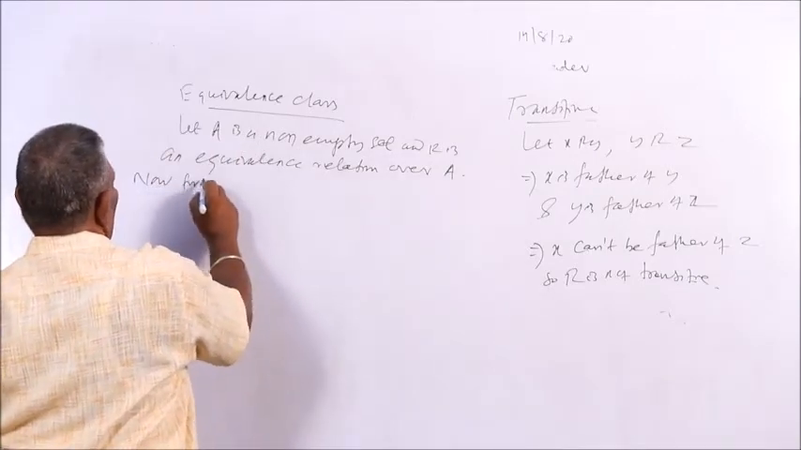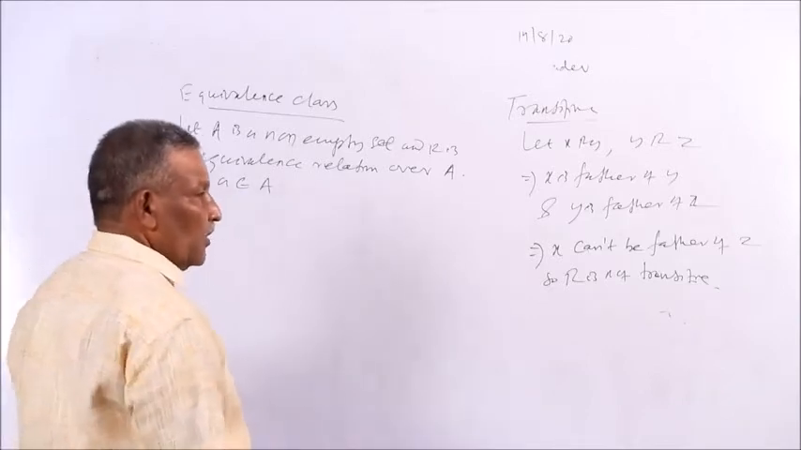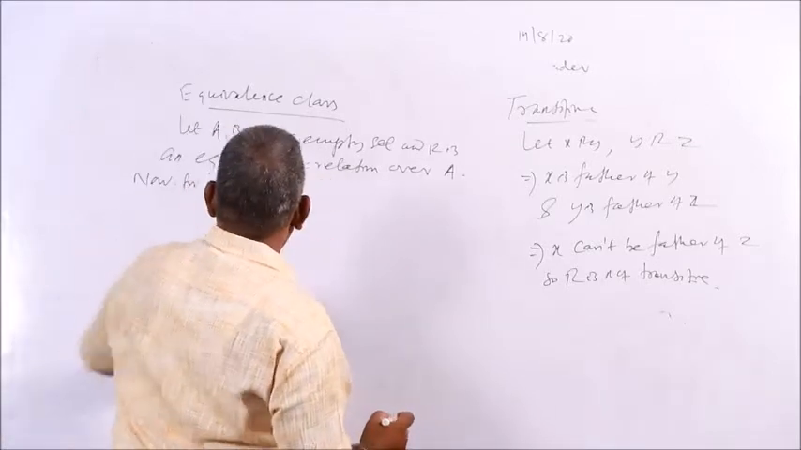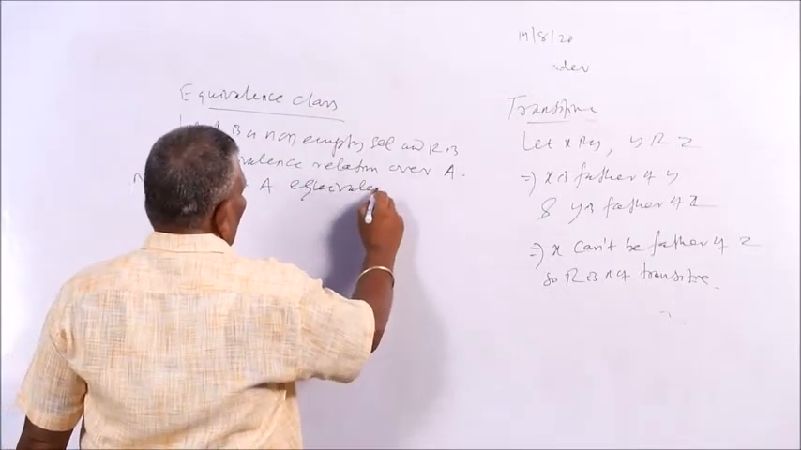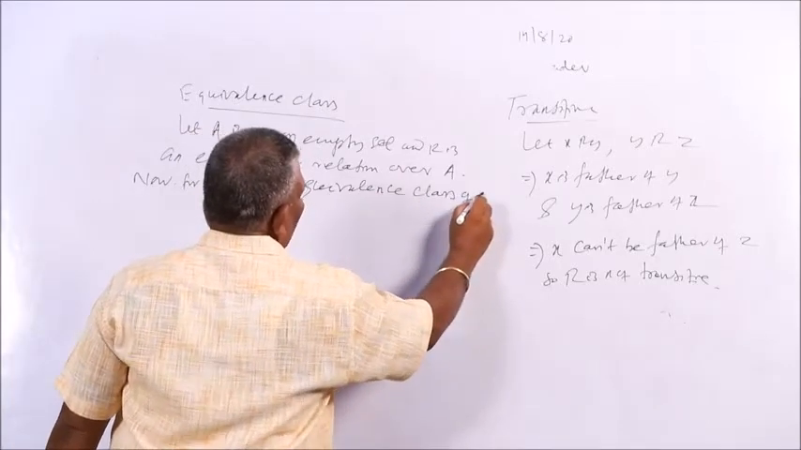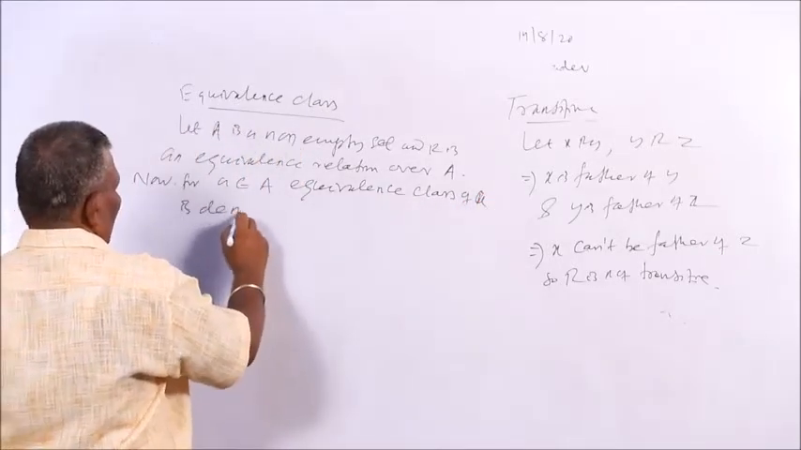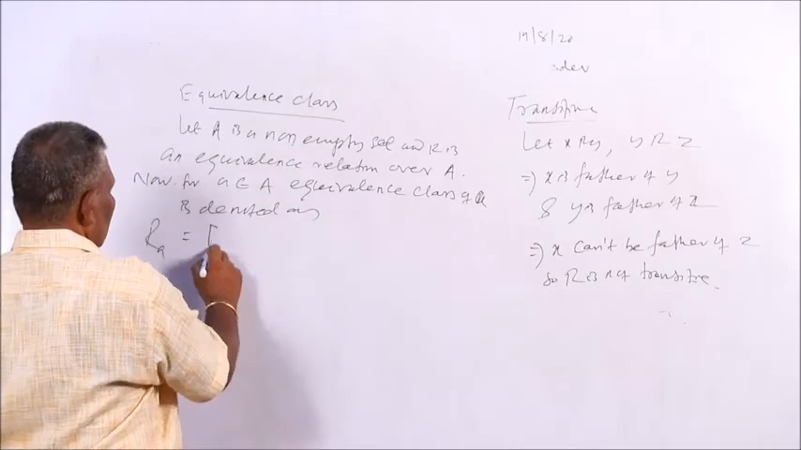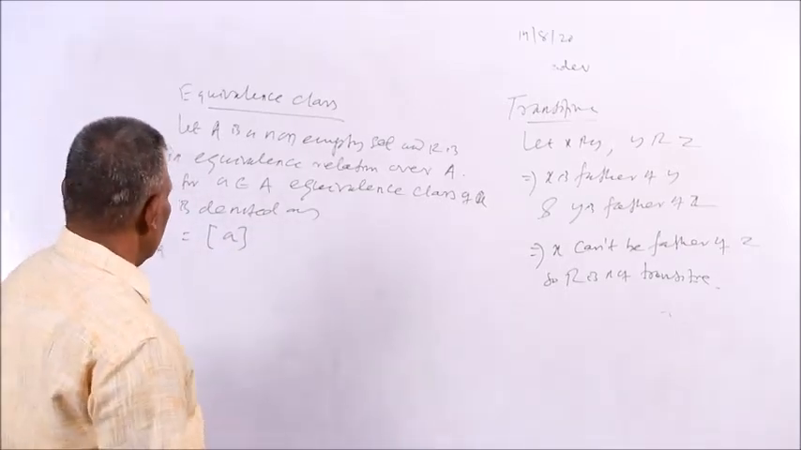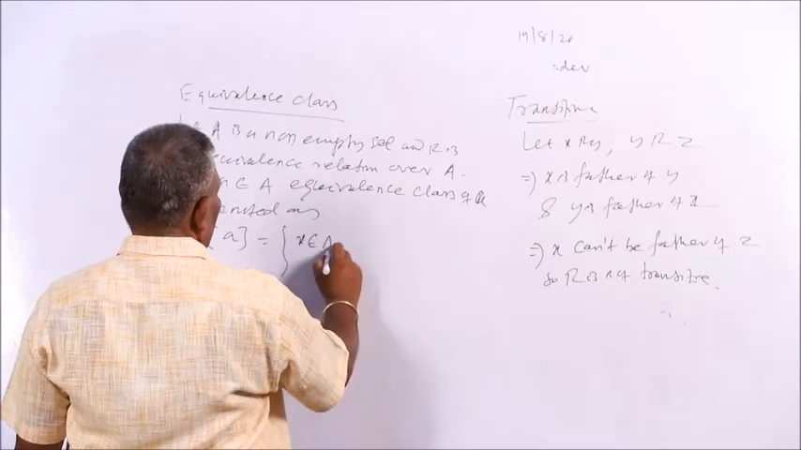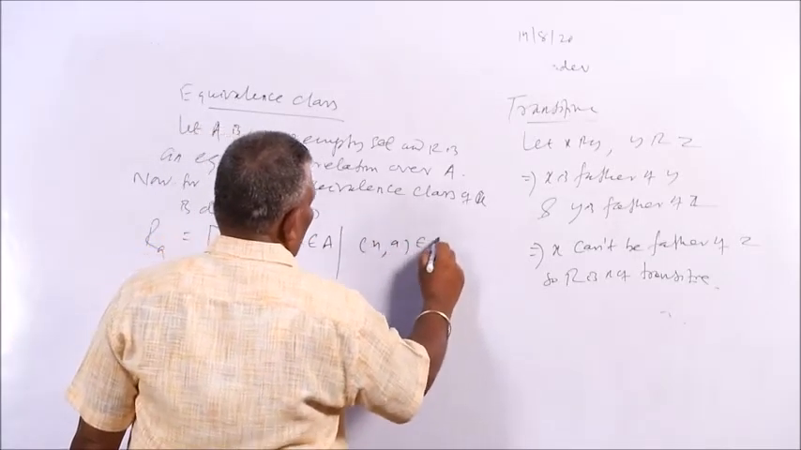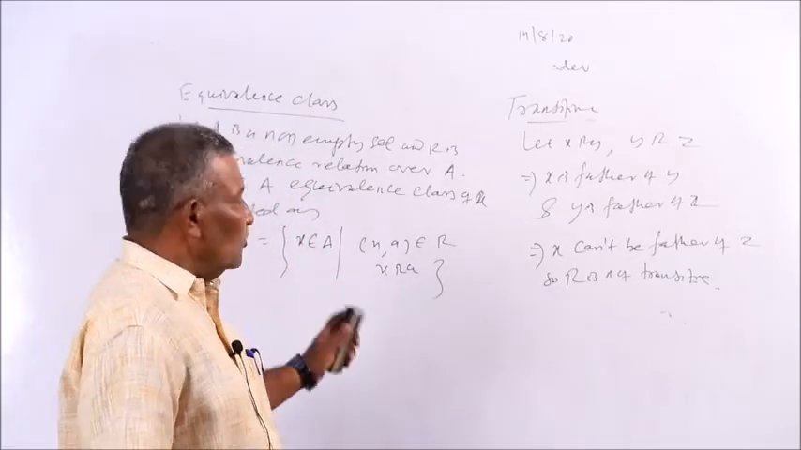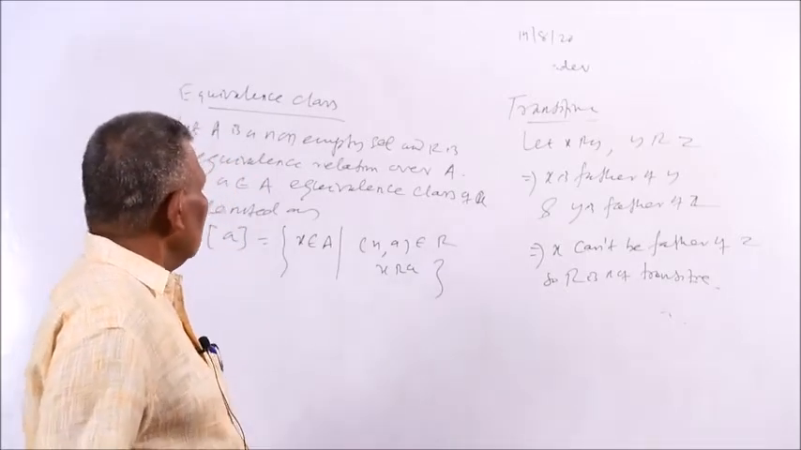Now, for an element a belongs to A, the equivalence class of a is denoted as R[a], or in some of the books it will be written like this. It is the set of all x belongs to A such that ordered pair (x, a) belongs to R, that is x related to a. The elements which are satisfying the relation with the element a are members of this equivalence class of a.